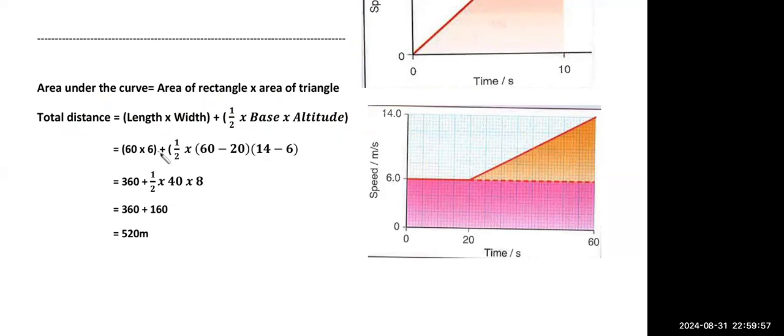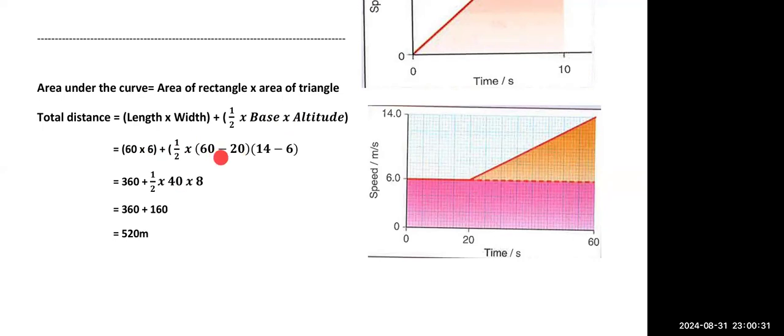Okay, so length is 60, width of the rectangle is 6. So 60 multiplied by 6 plus 1 by 2 multiplied by base. The triangle starts from 20 and ends at 60 on the horizontal line. So you have to find the interval. You have to take only this region's length, 60 minus 20, which will be equal to 40. Okay, you have to write here.